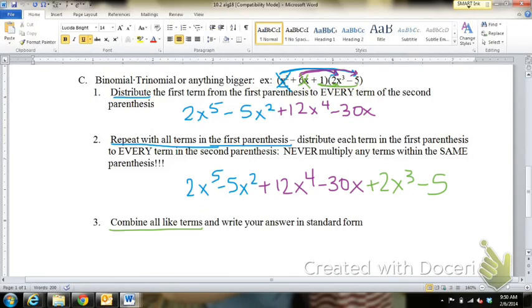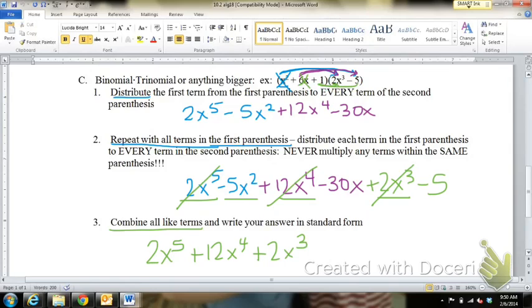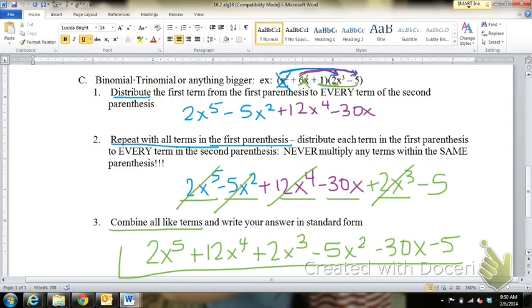Now you combine all your like terms. Sadly, we actually don't have any in this problem. 2x to the fifth, there's no other that have an x to the fifth, so 2x to the fifth. The next highest power is a 4, and there's only one of those, so 12x to the fourth. Then would come x to the third, but there's no more of those. Negative 5x squared would come next, and minus 30x, and minus 5. Ooh, that's a long one. You can get some long answers when you're doing more than 4 terms being multiplied.